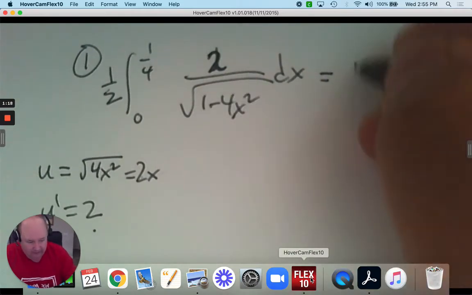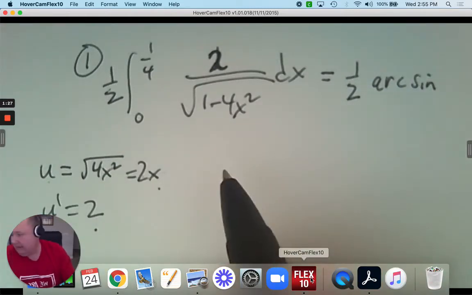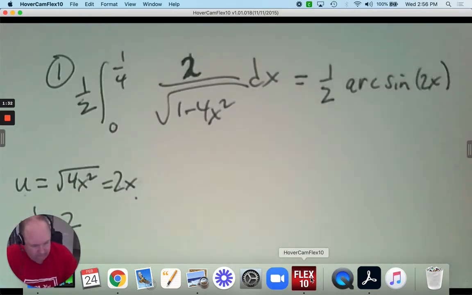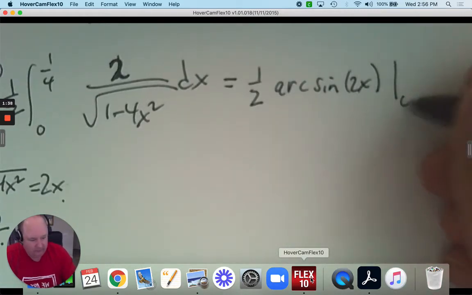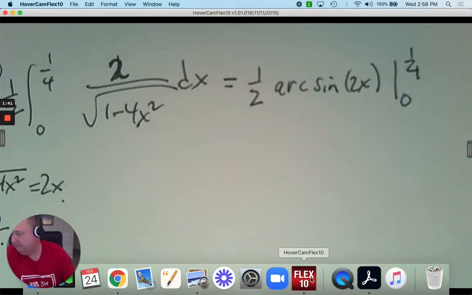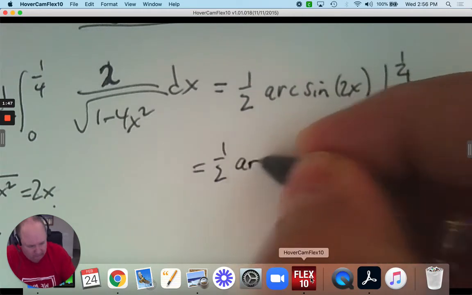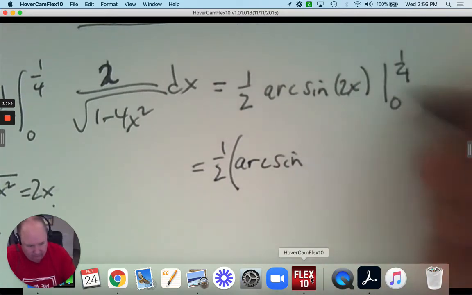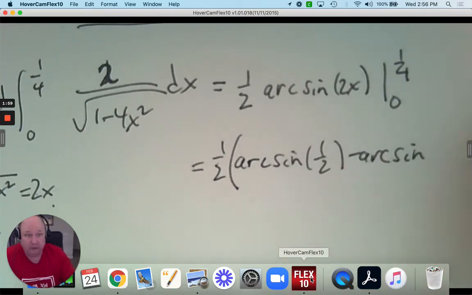So the answer is 1/2 arc sine of u, which is 2x. And it's from 0 to a quarter. Plug it in. So I'm going to plug in 1/4 first. In fact, that 1/2 can just be in front, make it easier. So plug in 1/4. 2 times 1/4 is 1/2. Plug in 0, and that's 0.